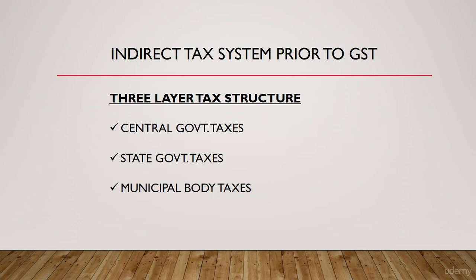Ever since independence, India has been following a two-layer structure of indirect tax collection in the country. But in effect, it was a three-layer structure. Let me explain. When you take into account the taxes levied by local bodies, that is municipalities and municipal corporations, along with central government and the taxes levied by the state government, it becomes a three-layered structure.